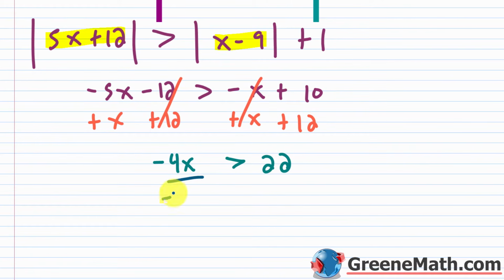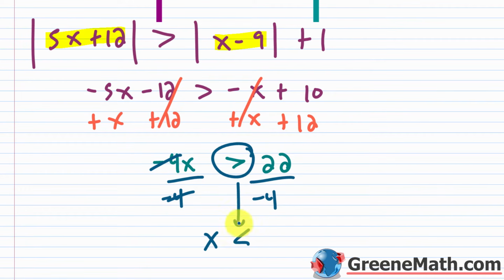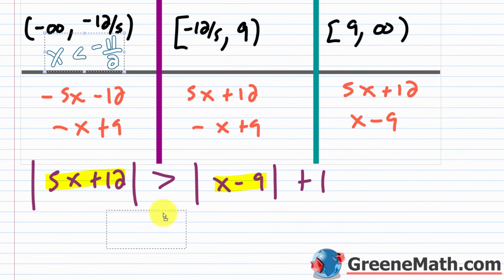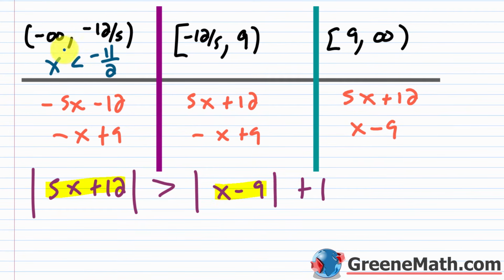Let's divide both sides of the inequality by negative 4. We'll cancel this and say x is less than. Let me show this. The reason I flipped this again is because we divided both sides by a negative. And then 22 over negative 4, we know that's negative. 22 divided by 2 is 11, and 4 divided by 2 is 2. So this is negative 11 halves here. So let me grab this. So coming back up here, this guy will be within this interval.